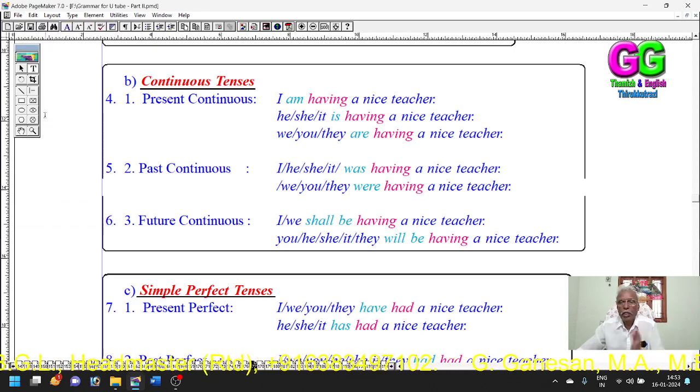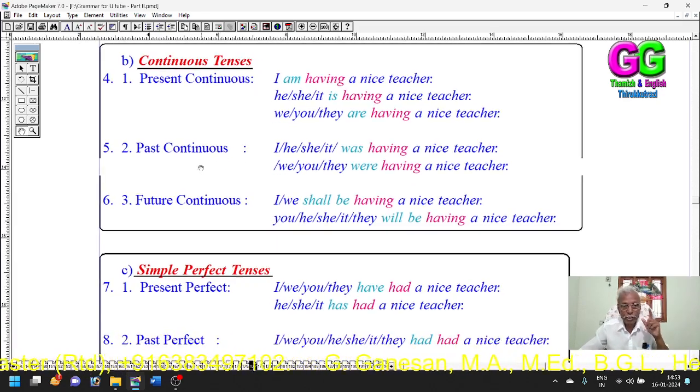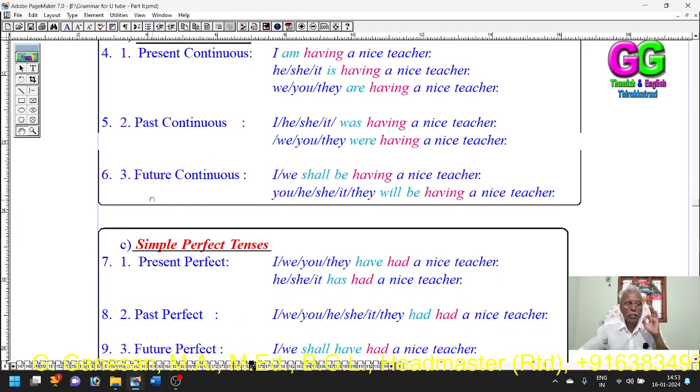We, you, they were having a nice teacher. For singular persons, was plus having. Plural, were plus having. Future continuous: for first person, shall be having. I shall be having a nice teacher. We shall be having a nice teacher. You, he, she, it, they will be having a nice teacher.